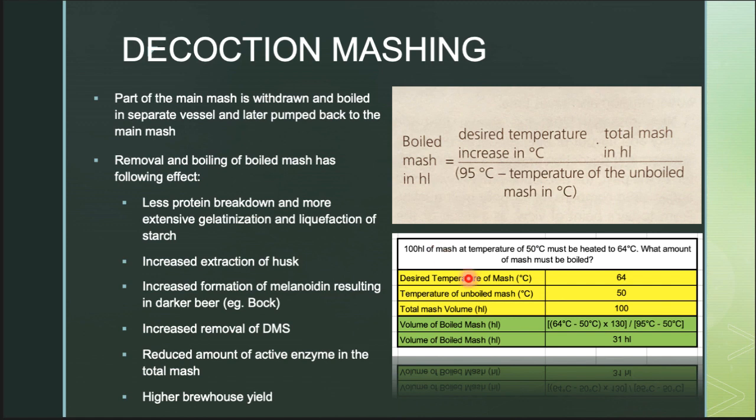From the case here, the volume of the boiled mash is calculated using this formula and is computed to be 31 hectoliters. So out of 100 hectoliters, 31 hectoliters of mash is withdrawn as boiled mash and is boiled till 95 degrees centigrade and then later pumped back to the main mash to achieve the desired temperature of 64 degrees centigrade.